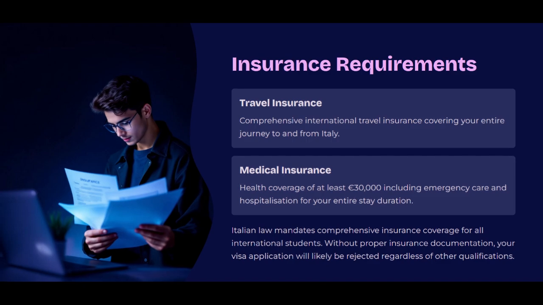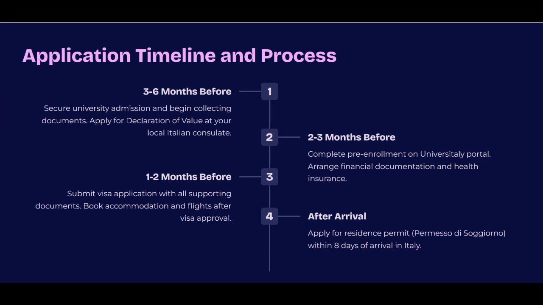If you are doing medical insurance, then the application timeline and process: usually you start the documentation after getting admission to the university. Then you should collect the documents, like applying for the DOV, applying on the UNIMIA. And after that, complete the pre-enrollment summary, then arrange the financial documents and health insurance. Yes, we can do health insurance about 1 week before applying for the visa. That's not a big issue, but the main thing is your financial document. If you make a strong financial document, then you will surely get your visa.